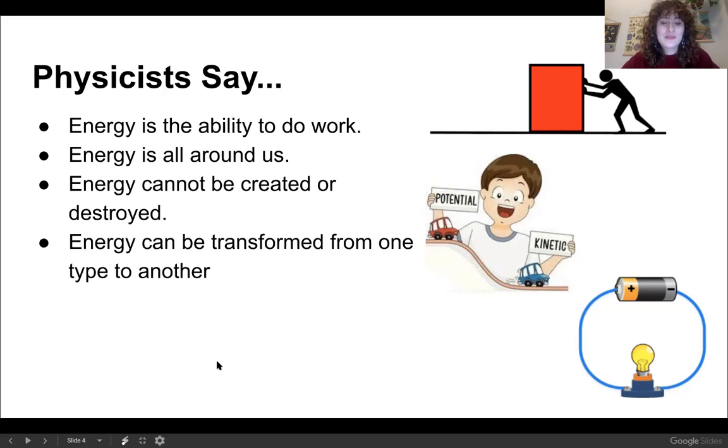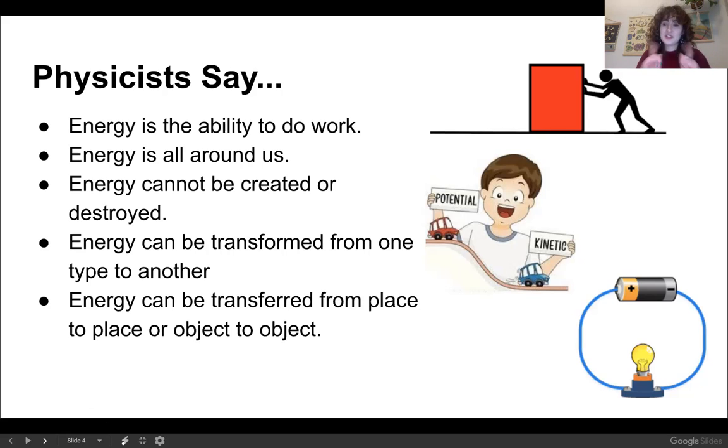Energy can be transformed from one type to another. So we're going to talk a lot in this unit about different types or forms of energy. And we're going to talk about how one form can turn into another form and another form and back to the first form, and they can all shape shift. In addition to that, energy can be transferred from one place to another or from one object to another. So, for example, this battery is storing some energy that can then be transferred to this light bulb and light it up. That's an example of energy transfer.